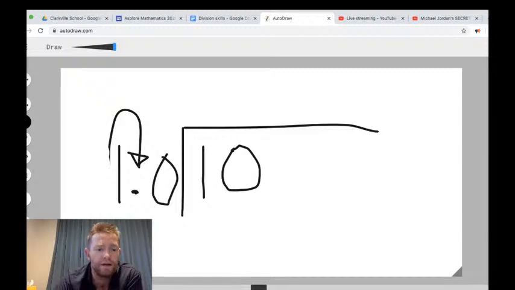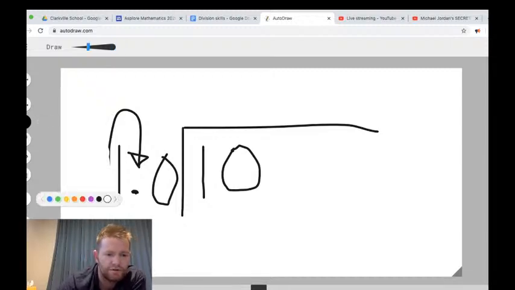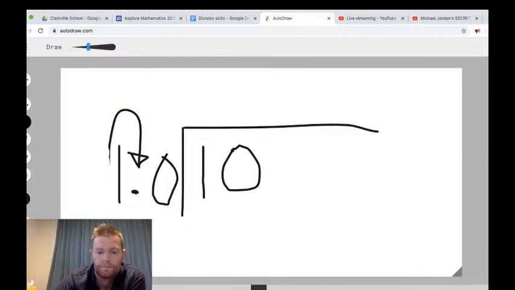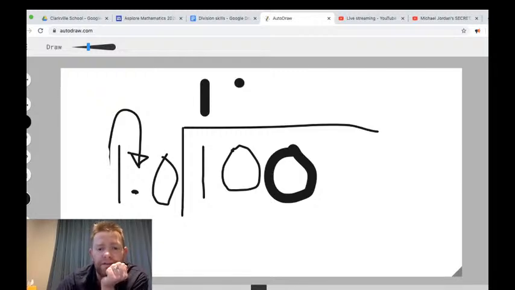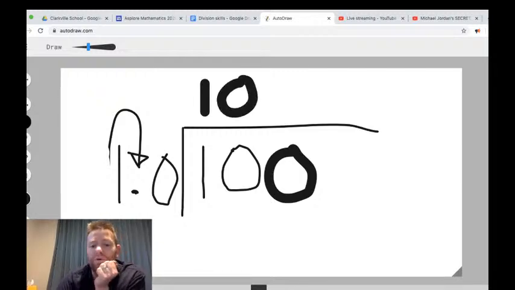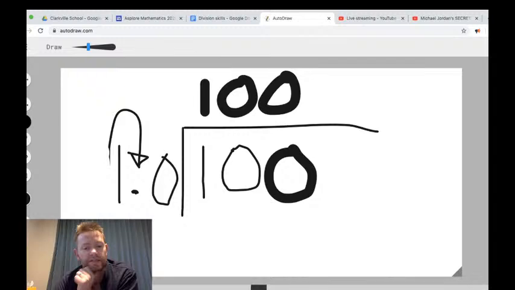Now I multiplied that by 10. So now I need to multiply this number by 10. And that leaves me with simply, how many ones fit into 100? Well, how many ones fit into any number is that number. So the answer is 100.